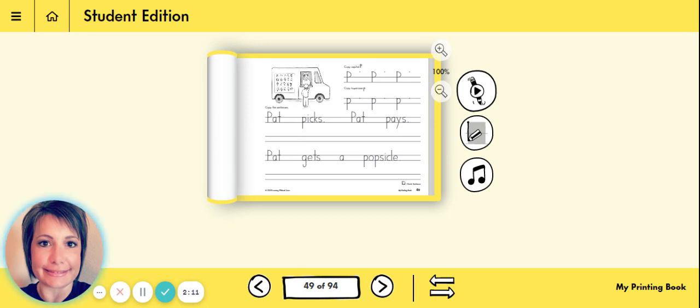All right, we're going to end our lesson by listening to the sentence song. You may listen first before you practice your handwriting, or you may go ahead and pick up your pencil, start your handwriting practice while you listen to the sentence song. Have fun!